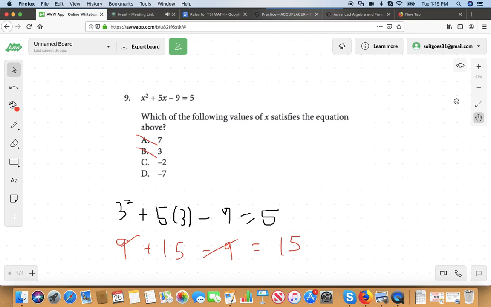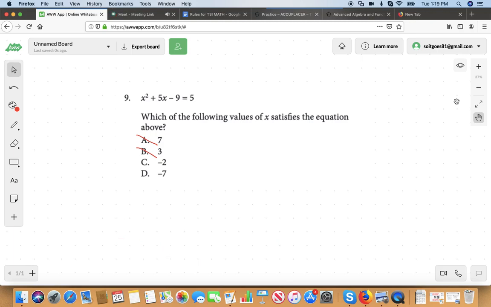Let's try answer choice C. Do the same thing, but if you can simplify it this time, don't do the math in your head. Again, you've got unlimited time on the TSI. Go ahead and write it all out.